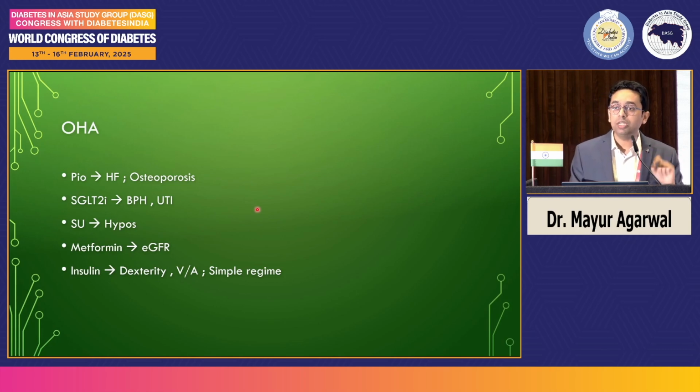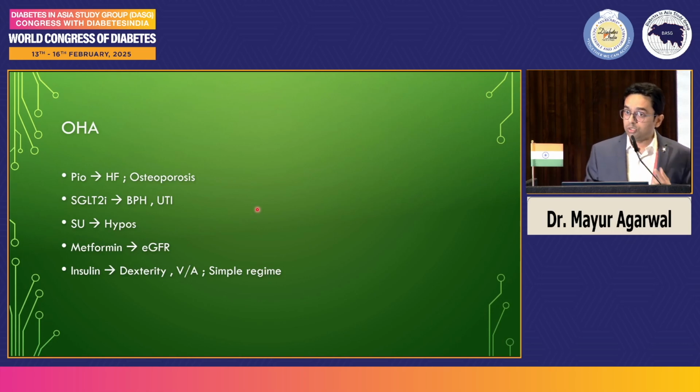You have to calculate eGFR. There are guidelines: below 30, do not prescribe metformin. 30 to 45, you may continue, but do not add metformin. And 30 to 50, you have to give a reduced dose of metformin. That's the basic thing. And then insulin, very important.